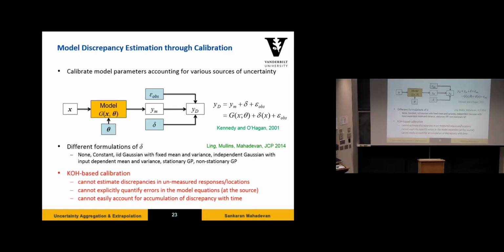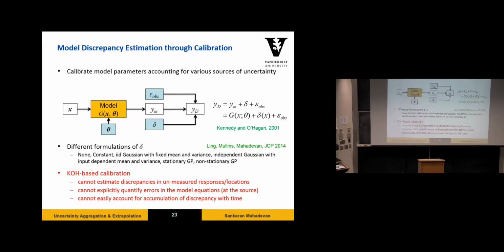Or even for the same system, if you have responses or locations that are unmeasured, this discrepancy cannot travel. The discrepancy is only applied to that particular quantity measured at that particular location, right? So it's a very, very restrictive way, especially if you're looking at extrapolation or dynamic systems.